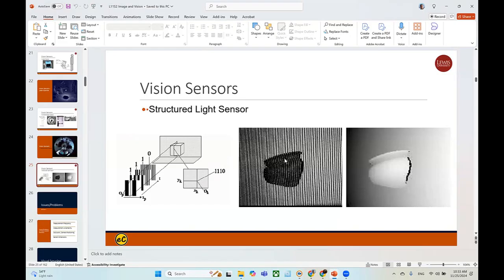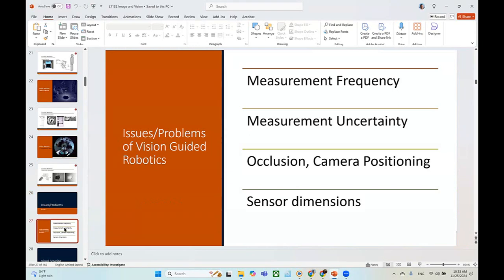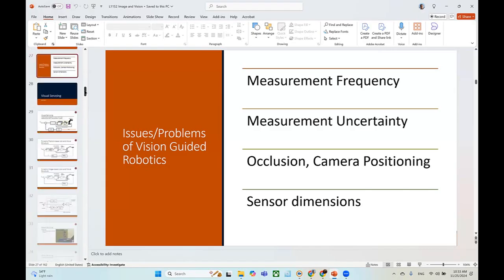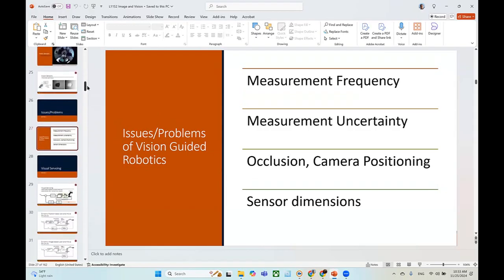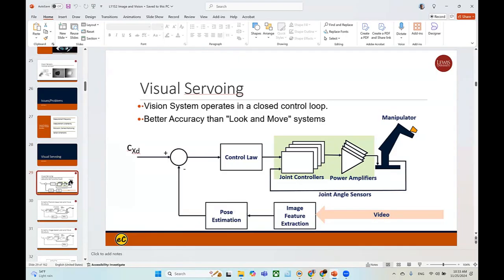And there are sensors that can sense in low light conditions and recover the object. For this sensor part, there are measurement frequency, measurement uncertainty, camera position problem, and sensor dimension. You need to use a lot of math to recover them. Visual servoing is that you use the video from the camera you take to provide the servoing control. That's called visual servoing.